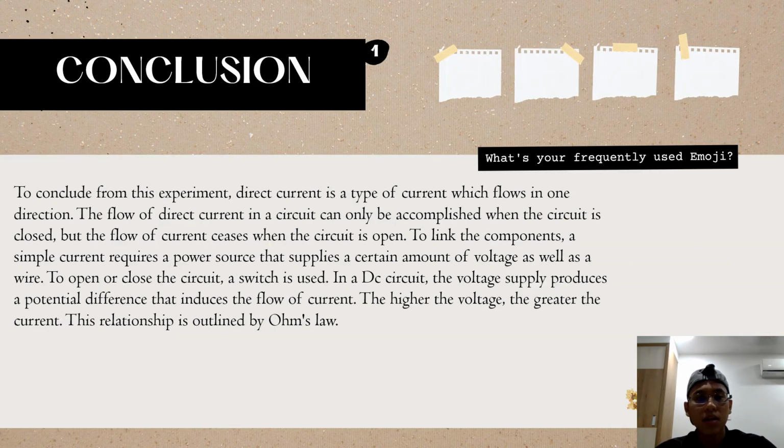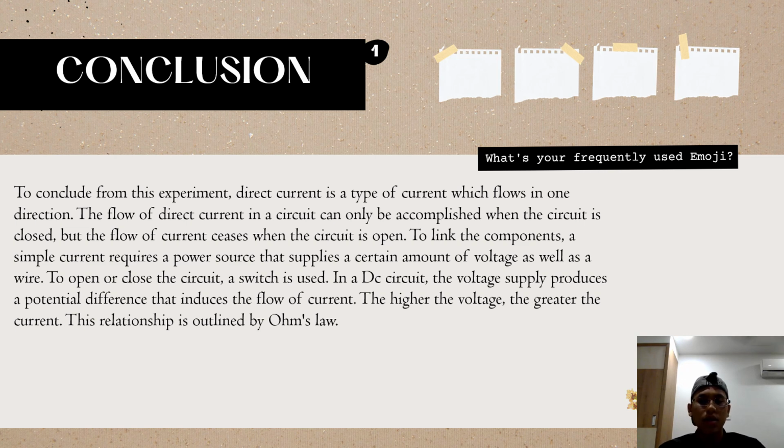Lastly, for conclusion, to conclude from this experiment, direct current is a type of current which flows in one direction. The flow of direct current in a circuit can only be accomplished when the circuit is closed, but the flow of current ceases when the circuit is open. To link the components, a simple circuit requires a power source that supplies a certain voltage as well as a wire. To open or close the circuit, a switch is used.